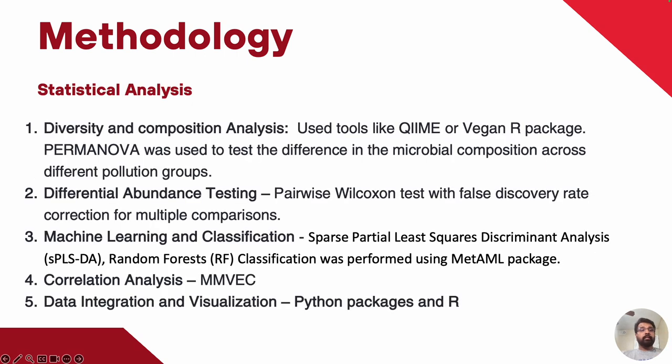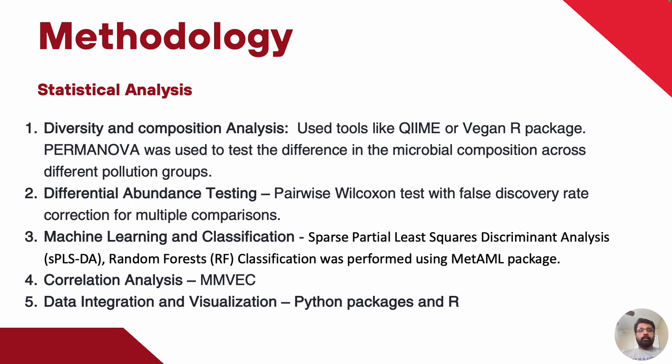For the statistics part, they use diversity and composition analysis. They use QIIME and also R packages and PERMANOVA to test the difference in the microbial composition across the different pollution groups, and differential abundance testing with the Wilcoxon test, and then machine learning and classification. So sPLS-DA, I'll show you that in the graph, and also random forest classification. Then they use the correlation analysis, with MMvec, and the graphs and everything are made with Python packages and R. So that's what they use to create the graphs.